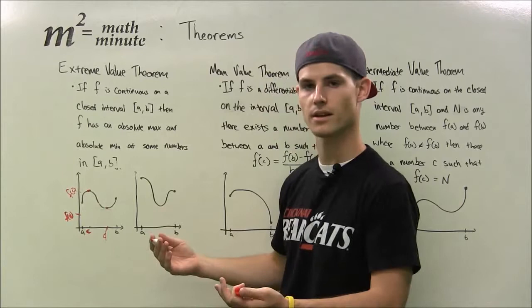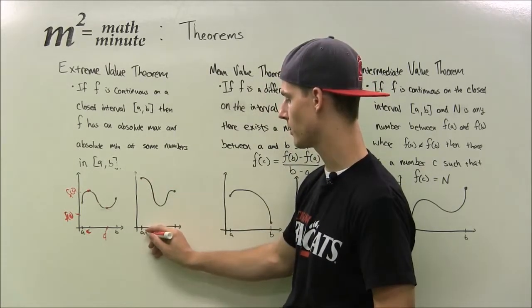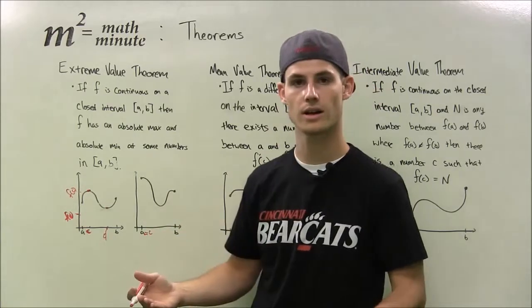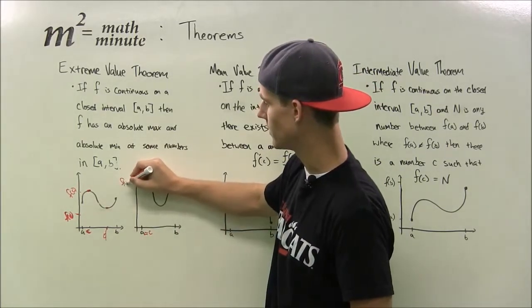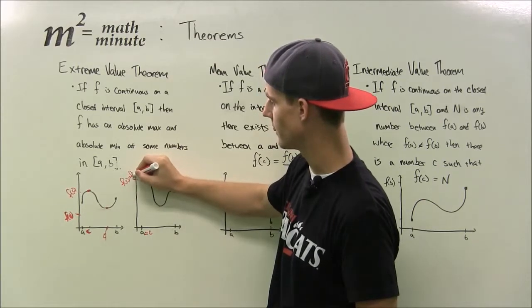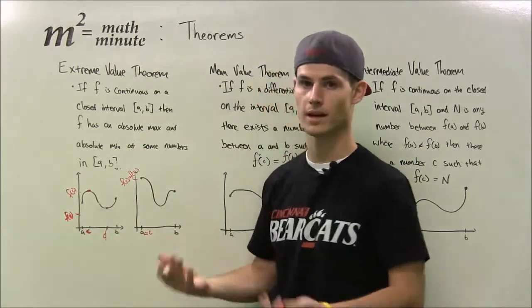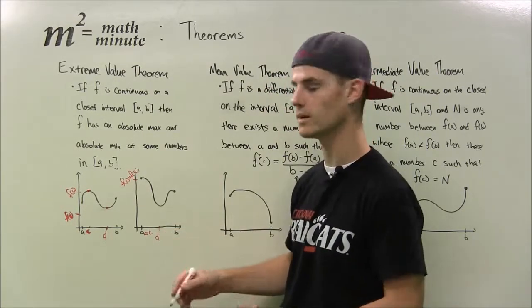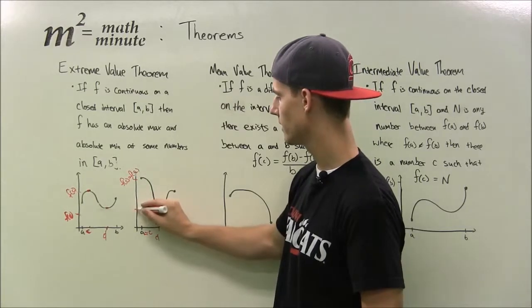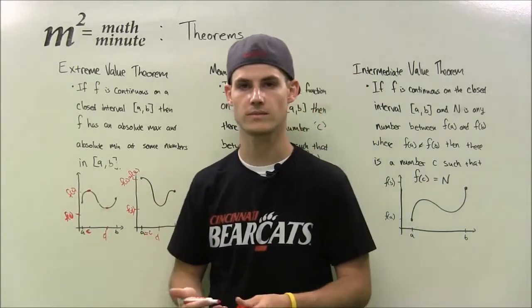Here's another example. They can also be the endpoints. For example, our maximum is actually our endpoint, a. So the maximum, f of c, equals f of a. Once again, we have our global max, or our absolute max. The absolute min, once again, falls at a local minimum, so f of d is our local minimum. So those are some examples of the extreme value theorem.